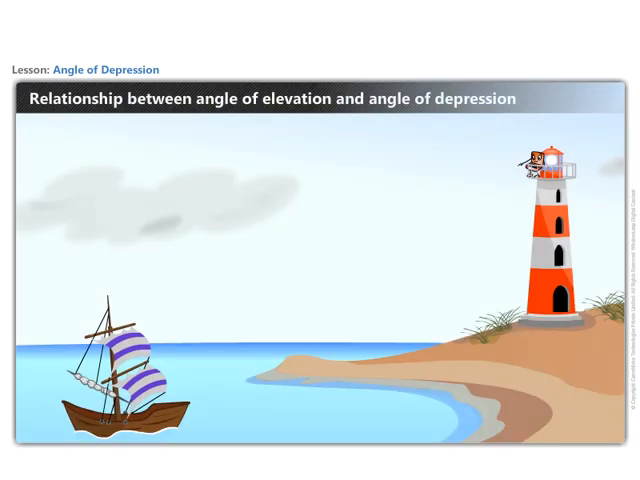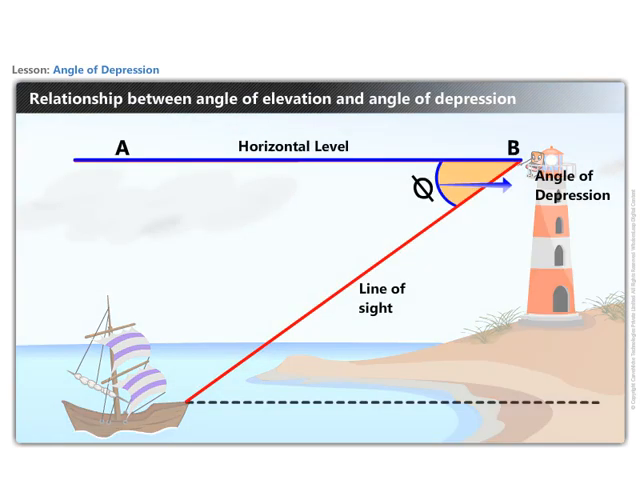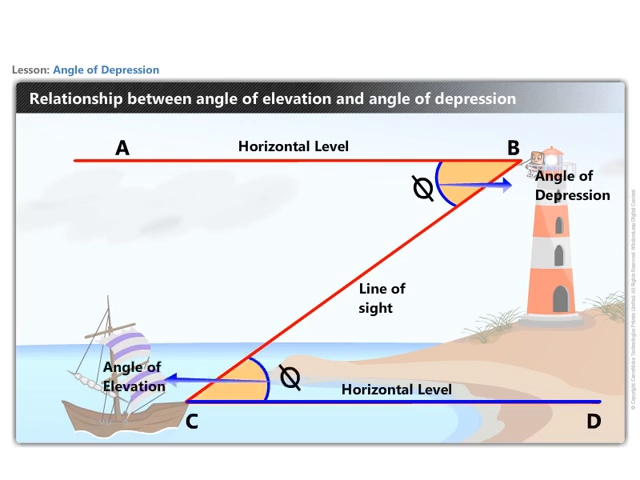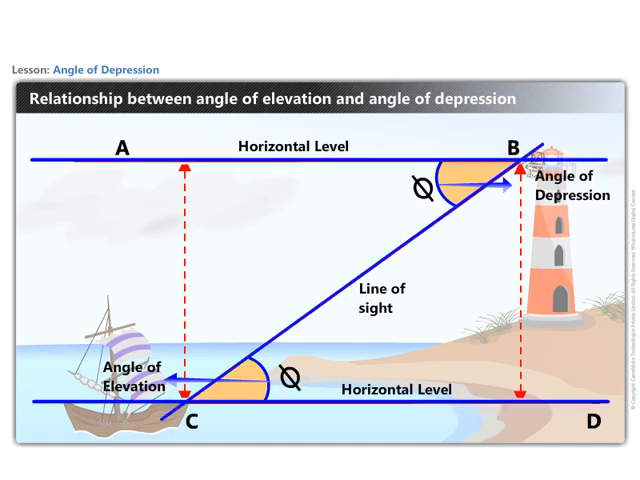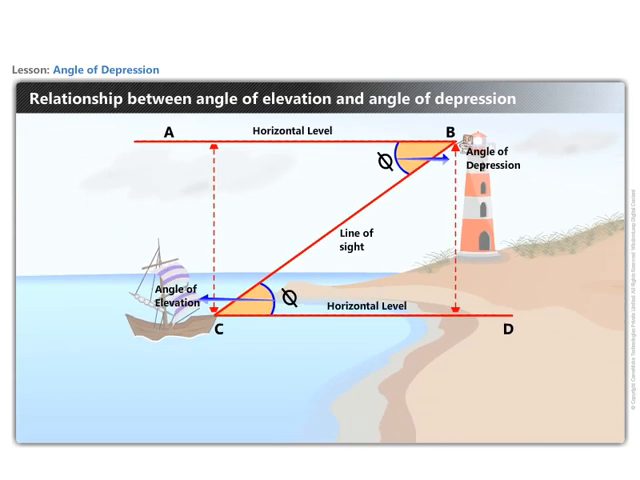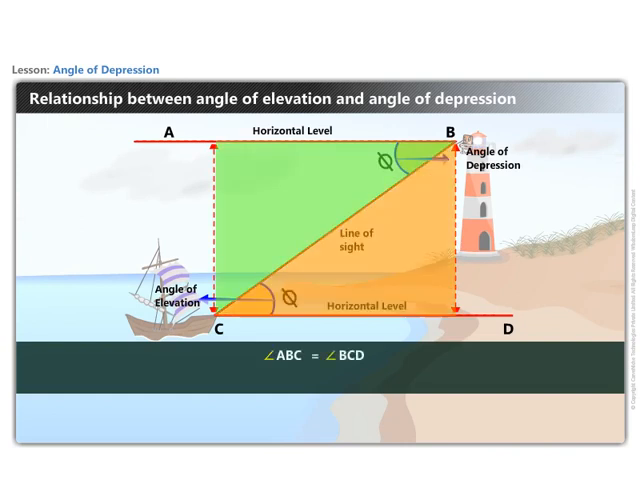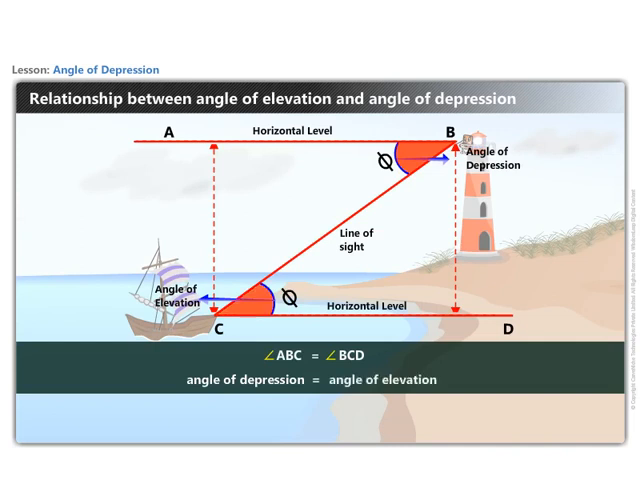Let us look at the relationship between the angle of elevation and angle of depression. If AB is the horizontal line for the angle of depression and CD is the horizontal line for the angle of elevation, then line AB is parallel to line CD and the line of sight BC is a transversal. Recall, when two parallel lines are cut by a transversal, then their alternate interior angles are equal. So, angle ABC is equal to angle BCD. So, the angle of depression is equal to the angle of elevation.